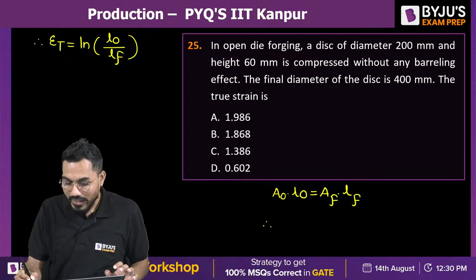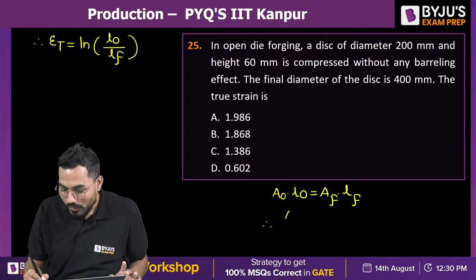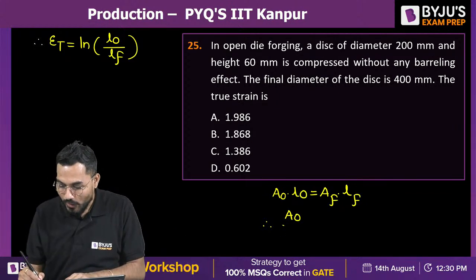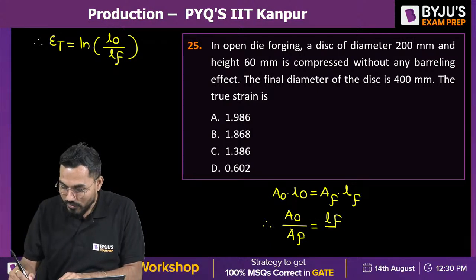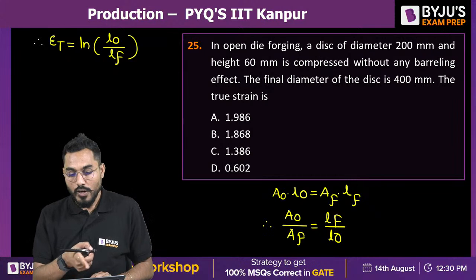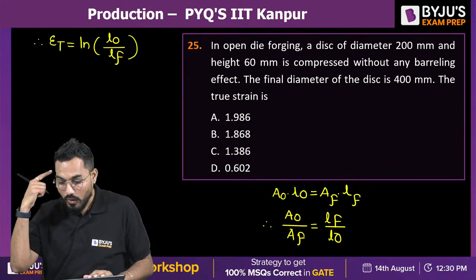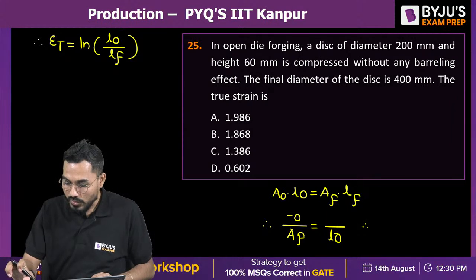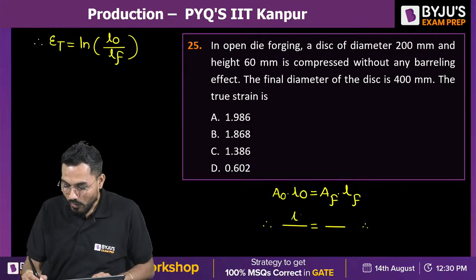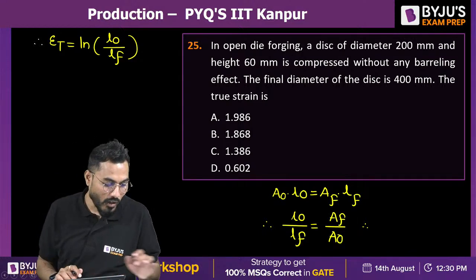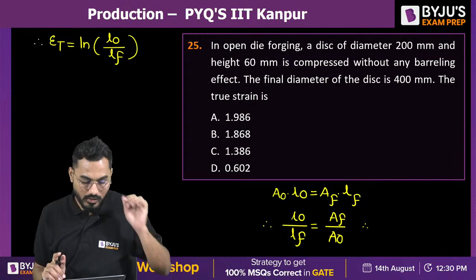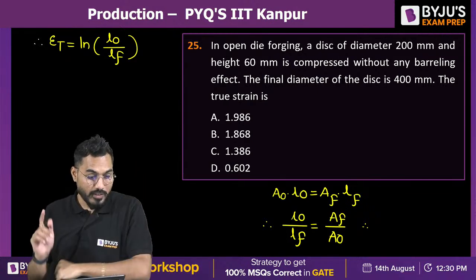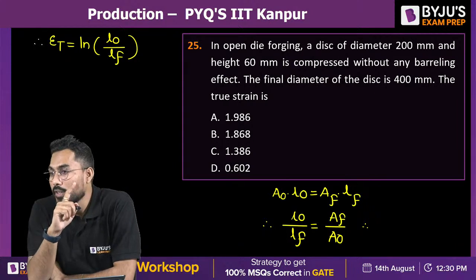So I'll say LF by L naught, you take it to the right hand side, so it will be A naught divided by AF. A naught divided by AF is exactly equal to LF divided by L naught. Is it true? Yes. But we required L naught by LF, the opposite of that. Okay, fine, so you do the opposite, no issues. So L naught by LF is exactly equal to AF divided by A naught. Is it true? Yes. AF divided by A naught. Is it correct? Epsilon true strain is exactly equal to ln of this one. Is it accepted, everybody?